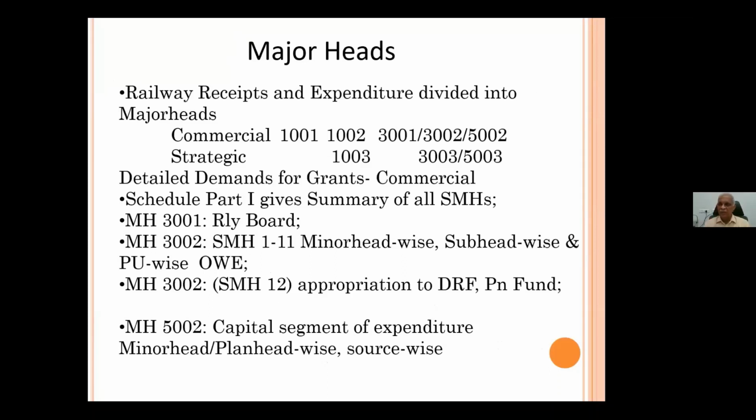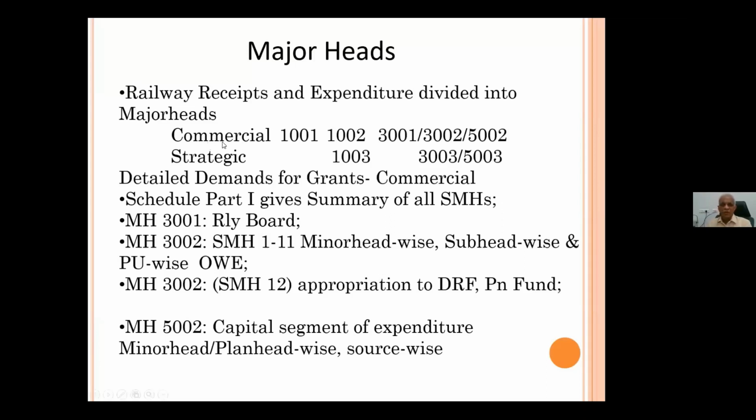Now, the railway will be having only one demand. Remember that correctly. Only one demand instead of the 16 demands we used to have earlier. But under that one demand, further bifurcation will be there. What is the further bifurcation after demand? Demand is the head. Under that, there will be the major heads, and these major heads will have a 4-digit code.